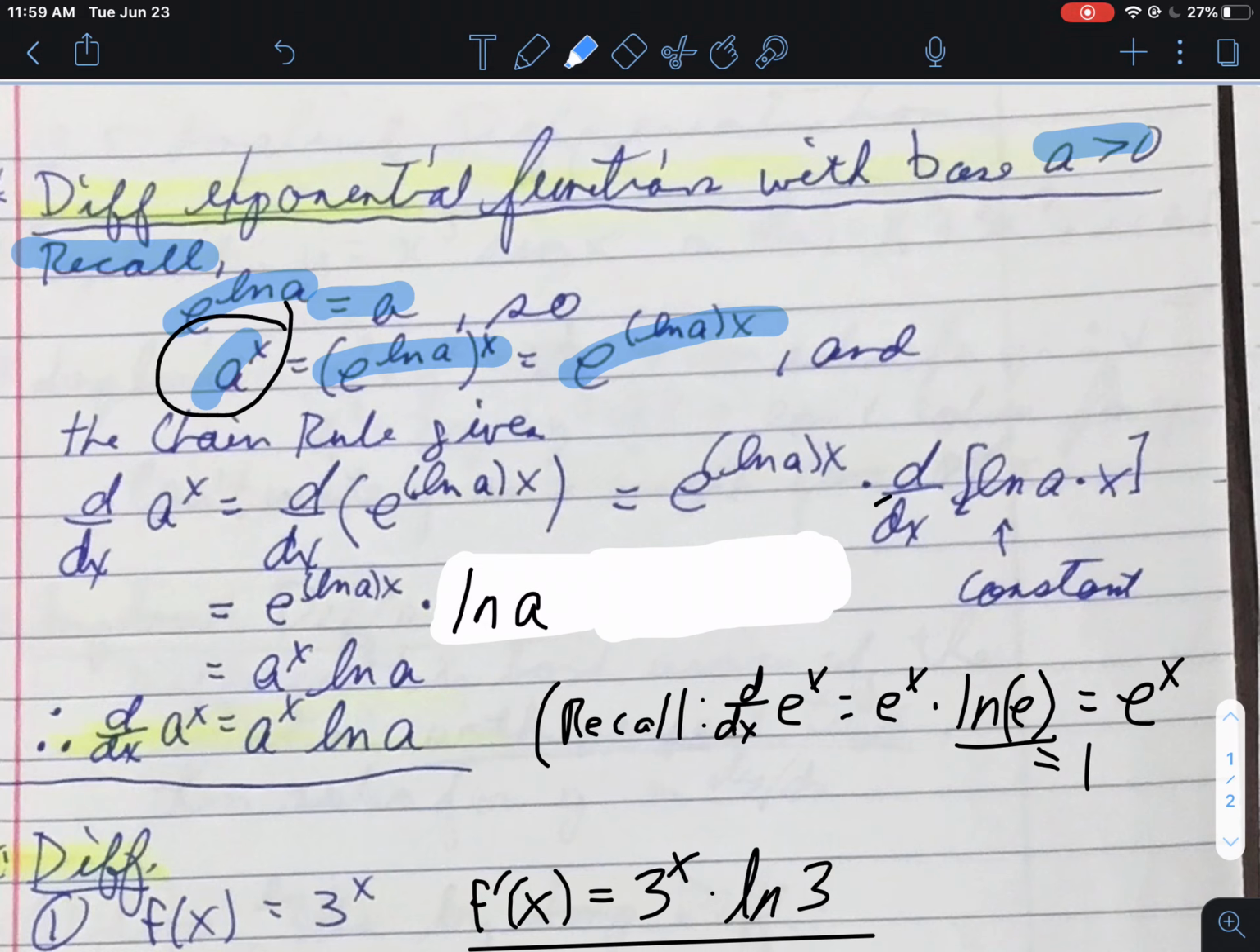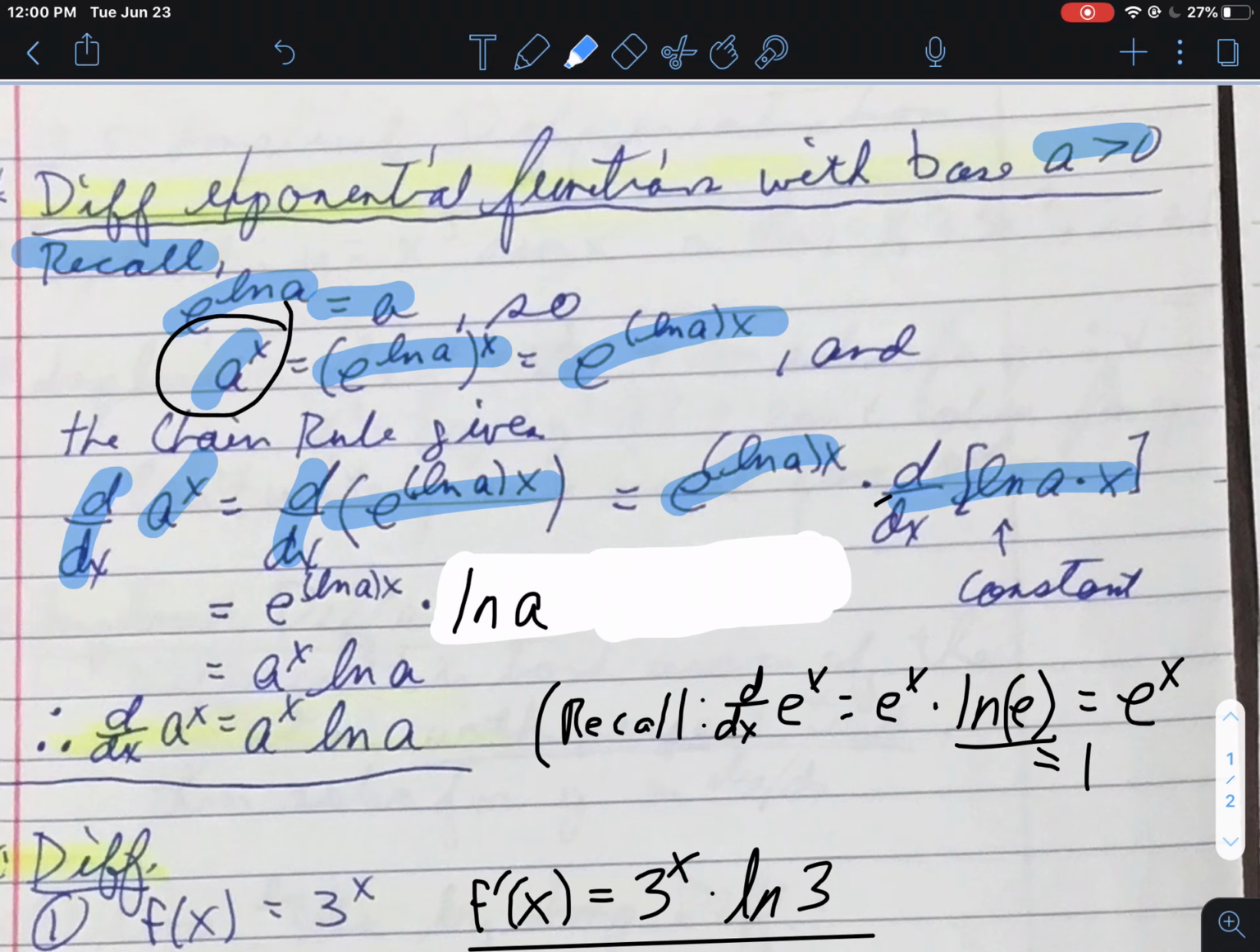Now, the chain rule. If I'm going to differentiate a to the x, I could differentiate this because they're equal to each other. Well, we know how to differentiate e to a power. It is equal to e to the power times the derivative of that exponent, right? That's our chain rule that we just talked about.